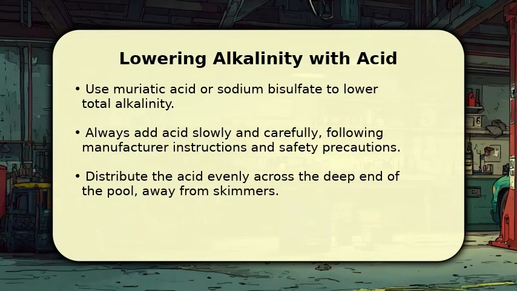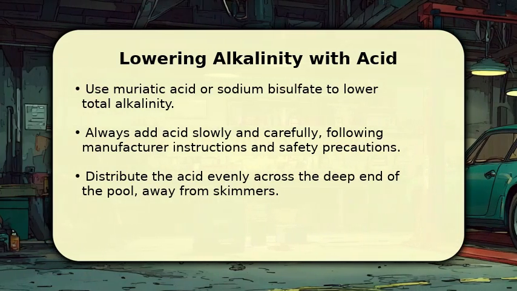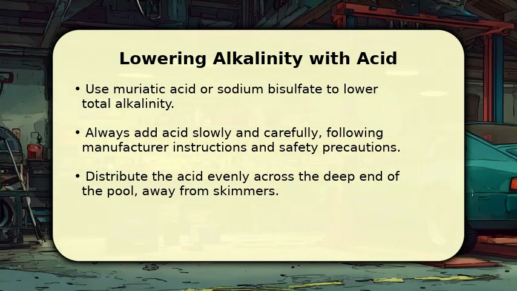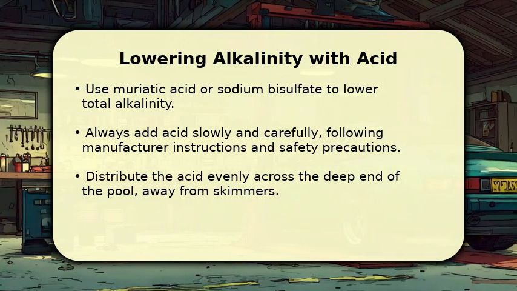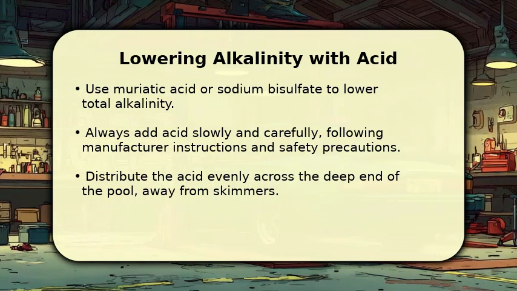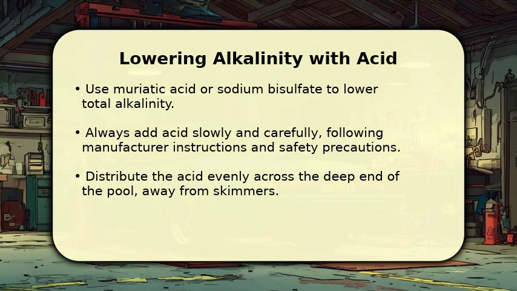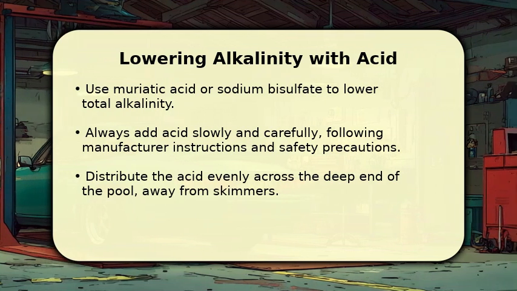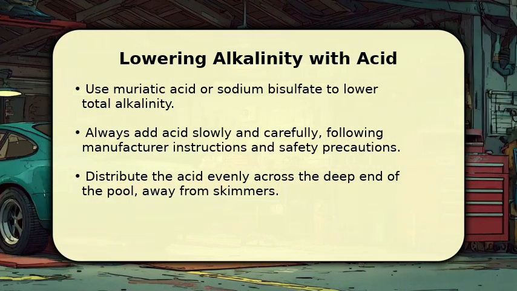To effectively lower your pool's total alkalinity, you will use either muriatic acid or a granular acid like sodium bisulfate. It is absolutely essential to add acid slowly and carefully, always following the manufacturer's instructions and wearing appropriate safety gear. Distribute the acid evenly across the deep end of your pool, avoiding the skimmers. After adding, allow your pool water to circulate for at least 4 to 6 hours before retesting your alkalinity levels.